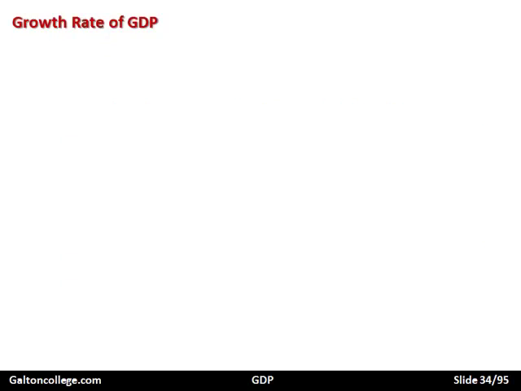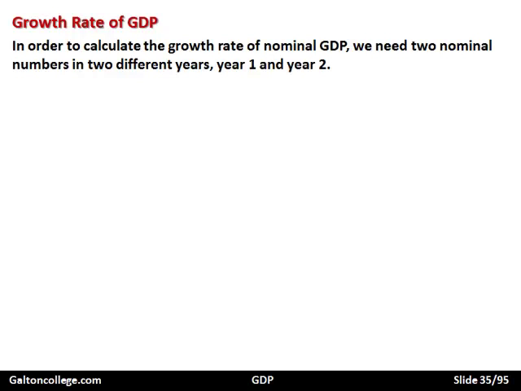Now, the growth rate of GDP. Well, in order to calculate the growth rate of nominal GDP. Nominal means not allowing for inflation, just what is reported. There's no refinement to the calculation. It's just the numbers that are reported. We need two nominal numbers. Now that sounds bordering on bad English, two nominal numbers. But what we mean here is numbers that are not adjusted for inflation. We have a particular meaning.